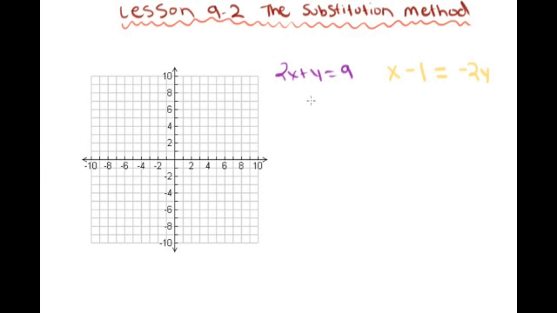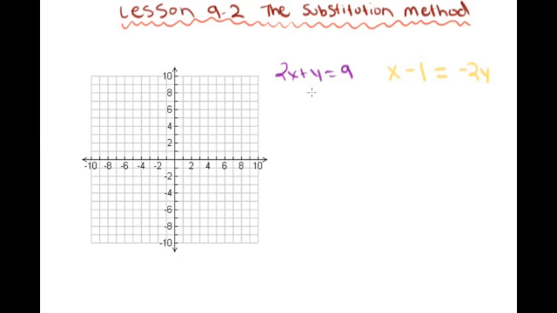This is lesson 9-2, the substitution method. So in the last video, we learned about the graphing method. Now we're going to learn about the second method to solve a system of equations, which is the substitution method. Now let's try to graph this system of equations right here: 2x plus y equals 9, and x minus 1 equals negative 2y. So let's graph this one first.